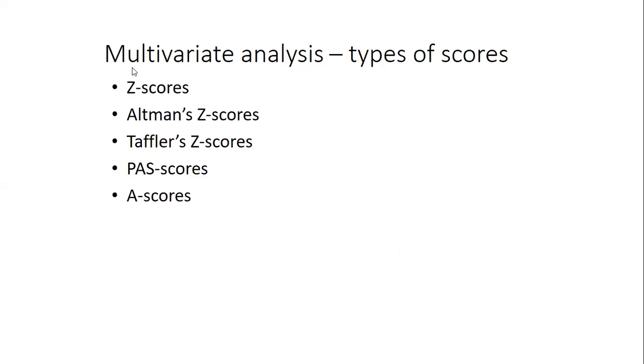So we want to look at the Altman Z-score mainly, and then how they use it. But the other ones you can use will be the Taffler Z-scores, the O-score, and then the A-scores. But we would mainly focus on the Altman Z-score.